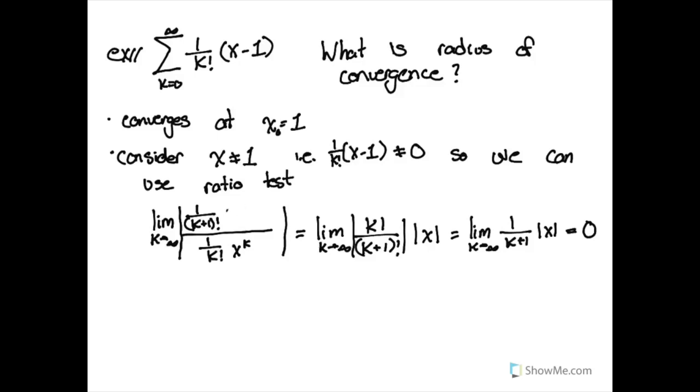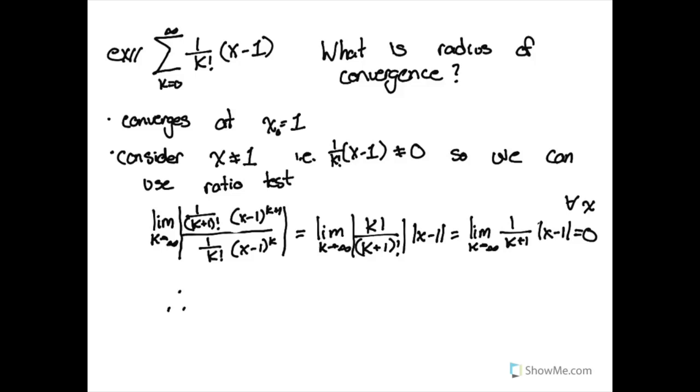Oops, sorry, I made a small mistake. It should be x minus 1 to the k+1, over x minus 1 to the k, and then here it would just be x minus 1. Right, and this is equal to 0 for all x. So there's no x dependence here because the first part of the limit goes to 0.